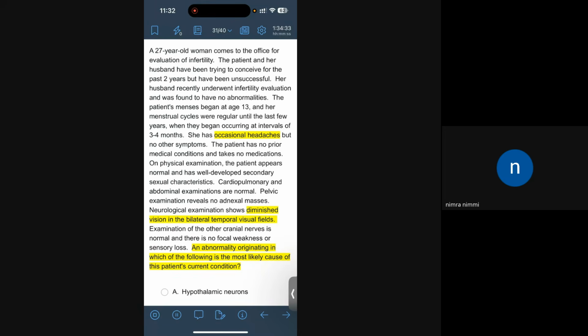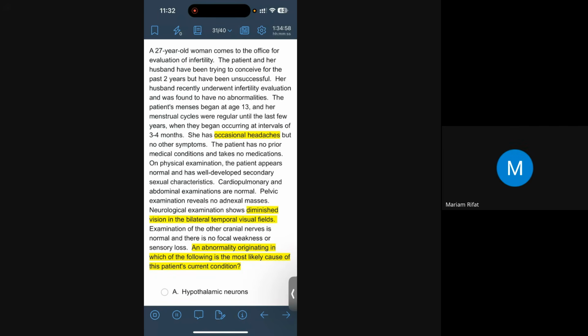Occasional headaches are due to the stretching of the meninges, because when the pituitary gland enlarges, it stretches the meninges, due to which the patient has headaches. Now for the infertility: what type of pituitary adenoma can cause infertility?